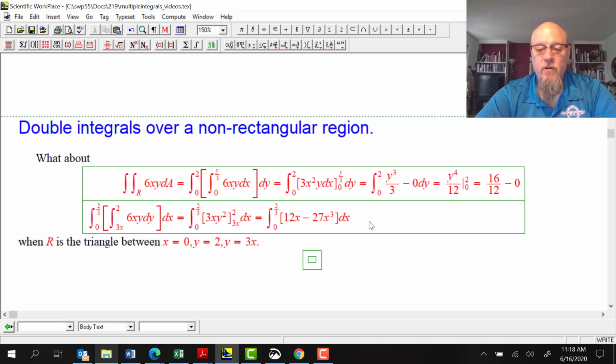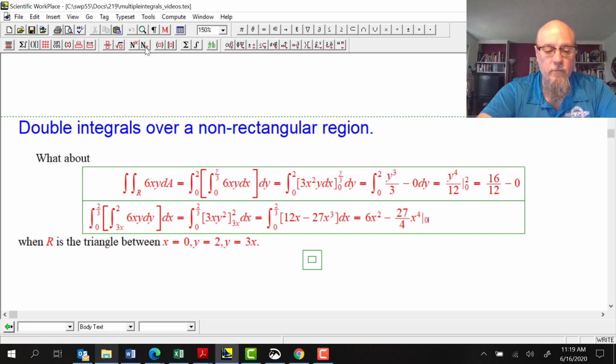And now our function only has x's in it. We're going to integrate with respect to x and then sub in the top minus sub in the bottom. So when I integrate 12, I get 12x, and 27x cubed gives us add one to the exponent, so it's going to be x to the fourth. So I'm going to go 27 over 4, x to the fourth. And we still have to sub in the top minus sub in the bottom. So we're going from 0 to 2/3.